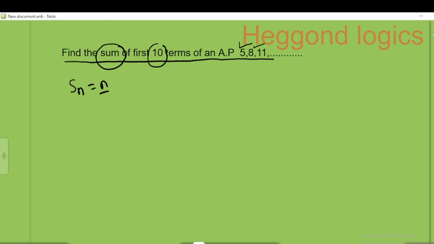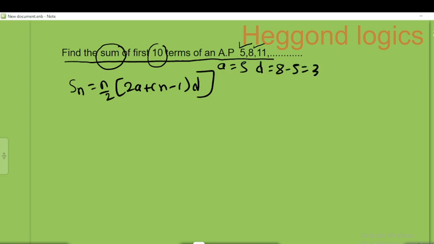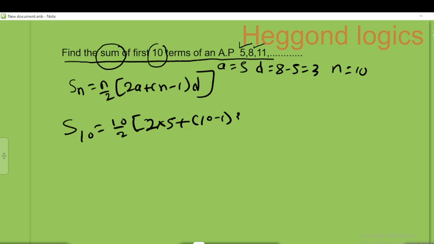Sn is equal to n by 2, 2a plus n minus 1 into d. Here a is equal to 5 and d is equal to 8 minus 5, that is equal to 3, and n is equal to 10. Yes, S10 is equal to 10 by 2, 2 into 5 plus 10 minus 1 into 3.